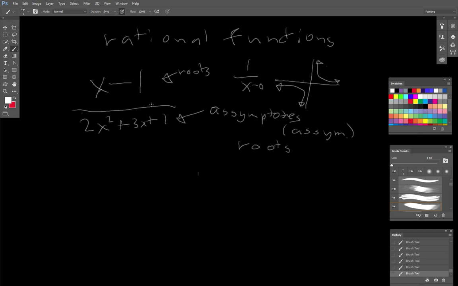So the roots of this function would be the negative of this. So the roots would be 1. It touches 1. So if it were one of the graphs, it would probably be coming down and it would touch 1 at that one point where x equals 1. So next thing we need to do is figure out the asymptotes.